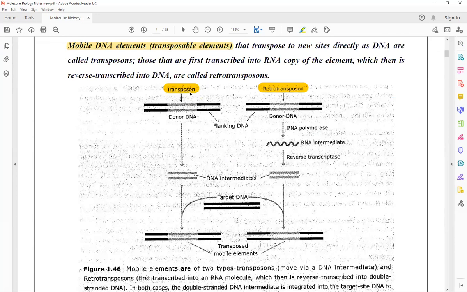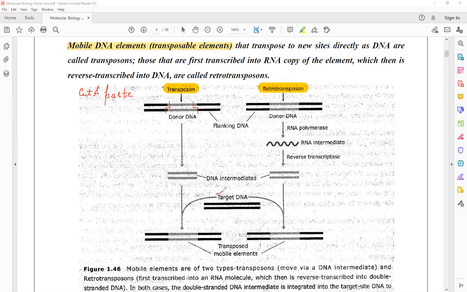Now, there are two different types of mobile genetic element. One is called transposon, another one is referred to as retrotransposon. Both of these move by different mechanisms. Transposons move by a mechanism which is referred to as cut and paste mechanism. What do you mean by cut and paste mechanism? Cut and paste mechanism is a type of mechanism in which the transposon is cleaved from a particular site and then inserted into a particular site within the target DNA sequence.